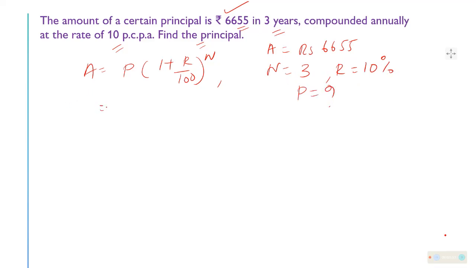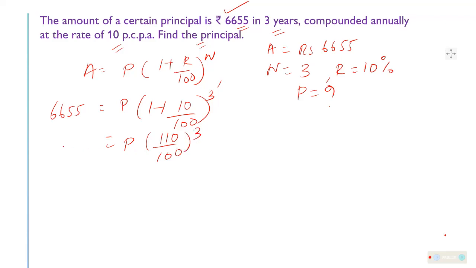So we will substitute that here. Amount is 6655, correct? The principal, which is not given, into (1 plus r, in place of r 10 upon 100), and in place of n, 3, correct? We will keep on substituting. We can rewrite this as P into (110 upon 100) whole to the power of 3, which is equal to 6655, where we can write P as 6655 into, this will turn to the other side, then it becomes the inverse, 100 into 100 into 100 upon 110 into 110 into 110.